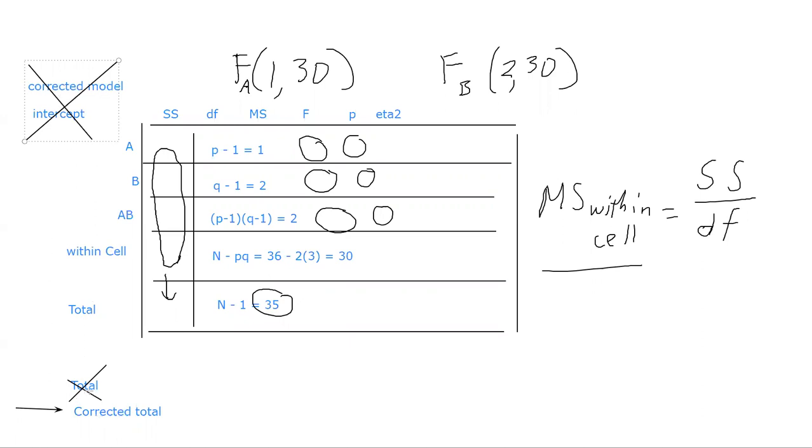So when you're looking at SPSS, the thing we're thinking of as total is labeled corrected total. You want to ignore the corrected model and intercept rows in any SPSS output. Otherwise, it's going to be laid out exactly the same way as we're looking at here.